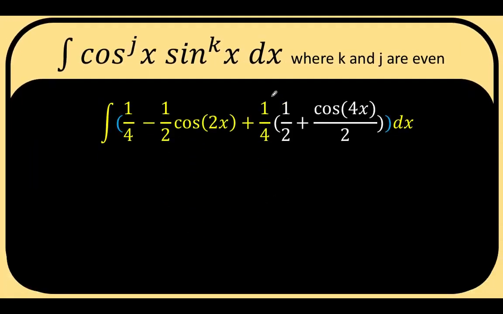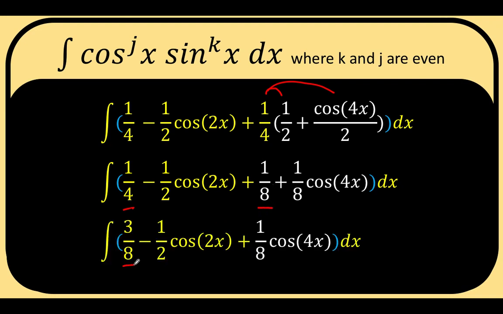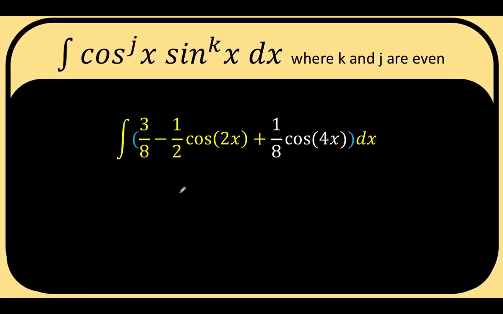Now let's simplify this. We can distribute this monomial factor to the binomial factor. Copy all the rest. 1/4 times 1/2 is 1/8, and 1/4 times cosine 4x over 2 is equal to 1/8 cosine 4x, and copy all the rest. And then we have here a constant 1/8 and a constant 1/4. 1/4 plus 1/8 is 3/8, which is now this one, and we just copy all the rest. Now, we are almost done, only that we still have here cosine 2x.